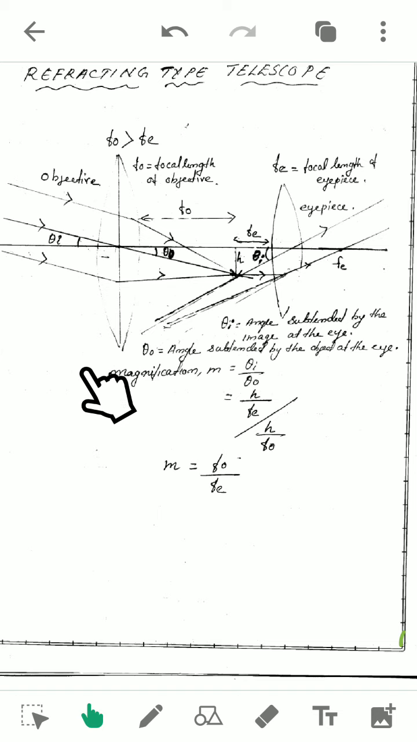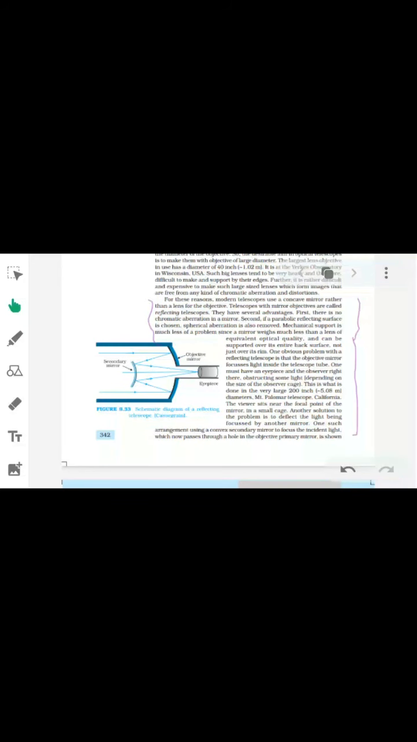Let us see the ray diagram of reflecting type telescope. This is the ray diagram of reflecting telescope. Here we use a paraboloidal mirror. That means this is a type of concave mirror only. The rays incident on the objective mirror reflect back. Here a secondary mirror is there. This secondary mirror reflects all the light rays and they all converge at the eyepiece. Eyepiece is a lens.